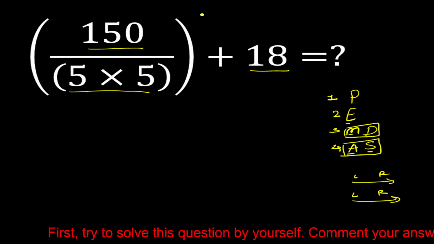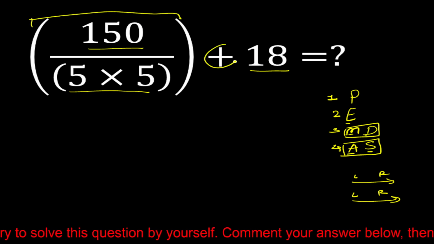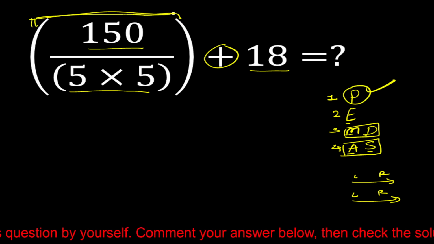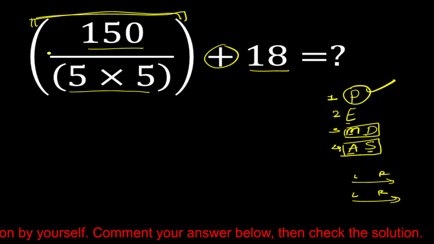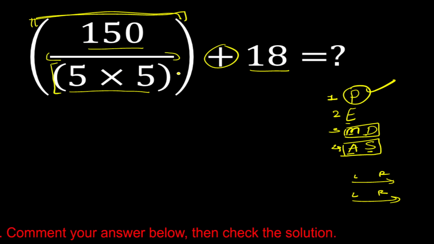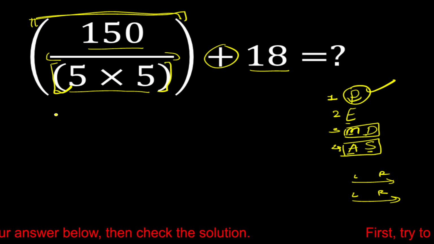Okay, so in this question we have one parenthesis and one addition. First priority is parentheses, so first we have to solve this parenthesis. In this parenthesis we have one division and one other parenthesis. So first priority is parentheses, so first we have to solve this parenthesis.